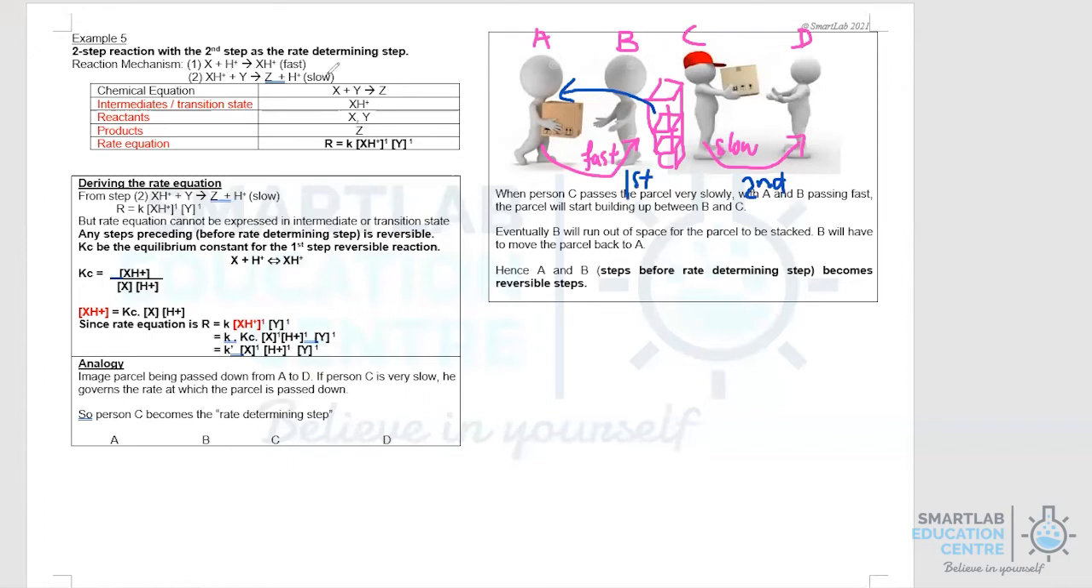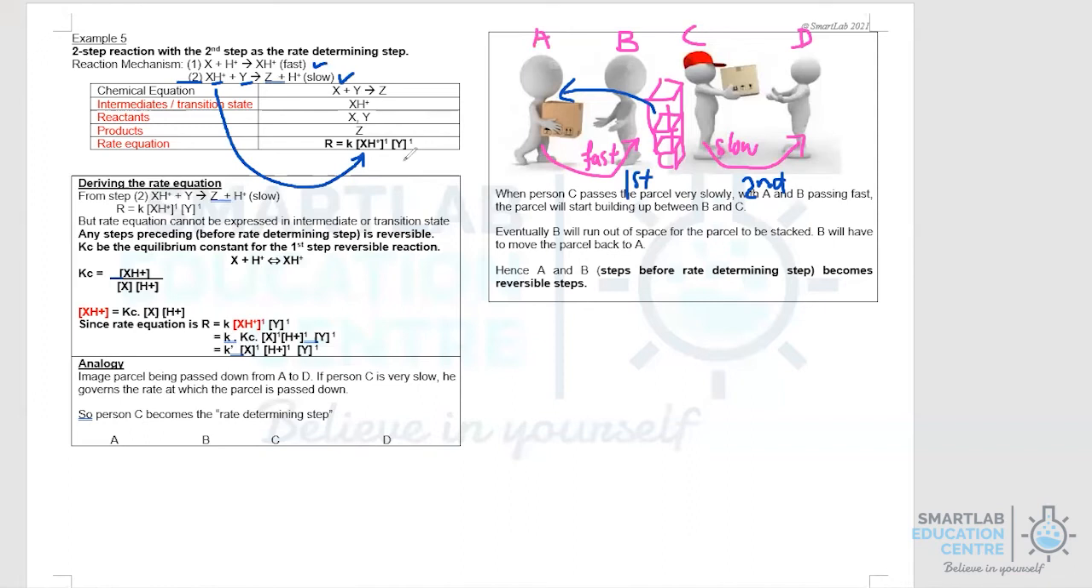So let us now take a look at this example. In this example, X plus H+ gives you XH+, so the reaction is fast. XH+ plus Y gives you Z plus H+. This is the rate determining step. So since the second step is a slow step and it's the rate determining step, we can right away derive the rate equation. In this case, we express the rate equation in terms of the reactants, XH+ and Y, each to the power of 1, since that is the respective stoichiometric coefficient.